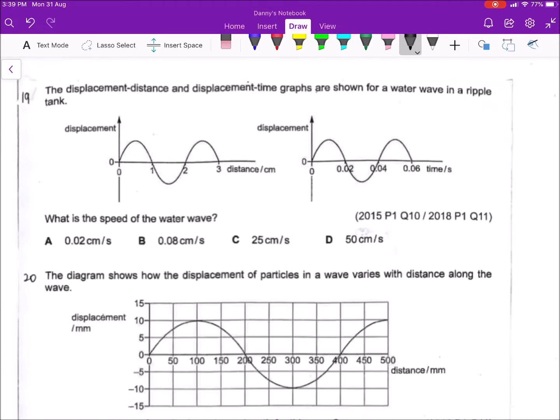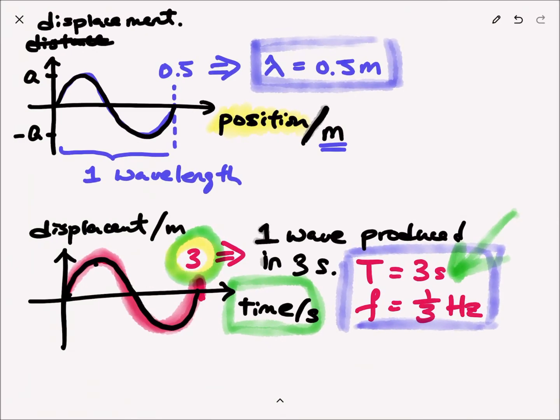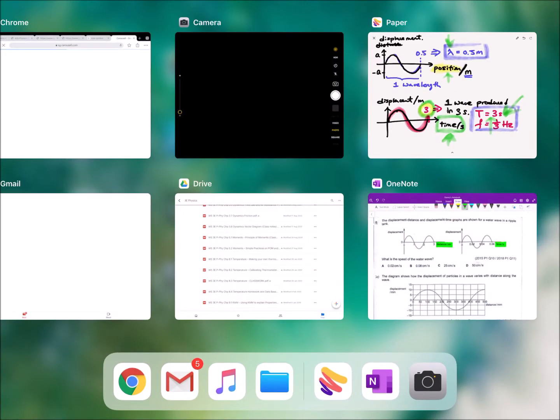Okay, let's carry on. In question 19, I can see that there are 2 waves. One is a displacement distance graph, the other is a displacement time graph. If it is a displacement time graph, you can get the period, and if it is a displacement distance or displacement position graph, you are getting the wavelength. So let's see what we are getting.